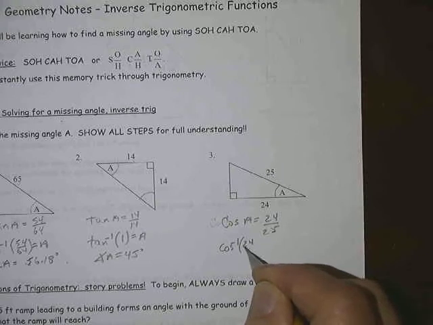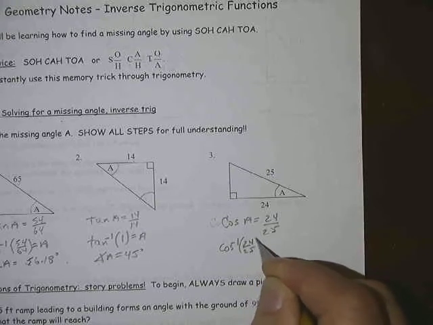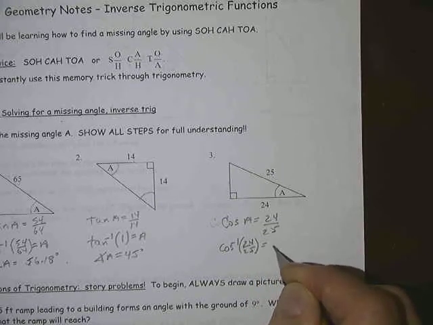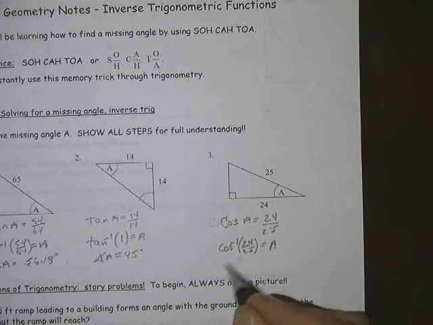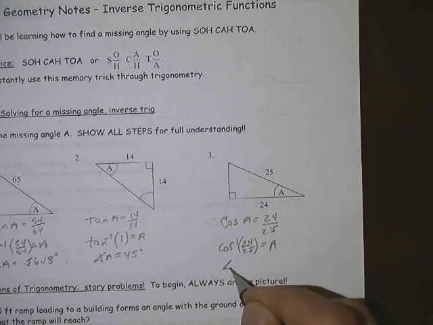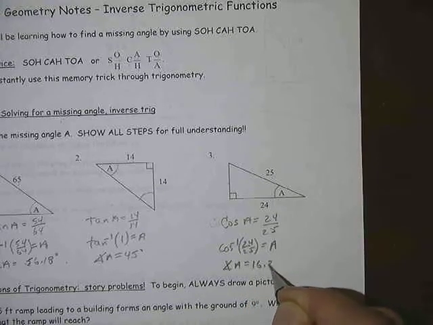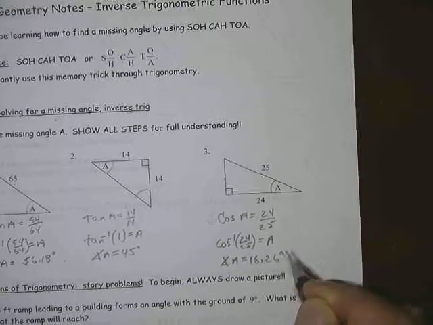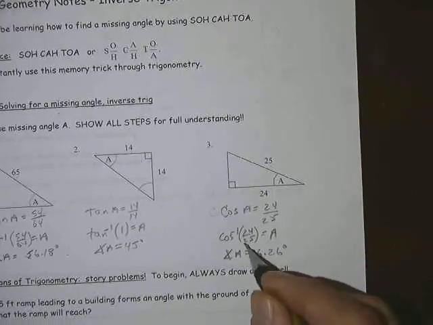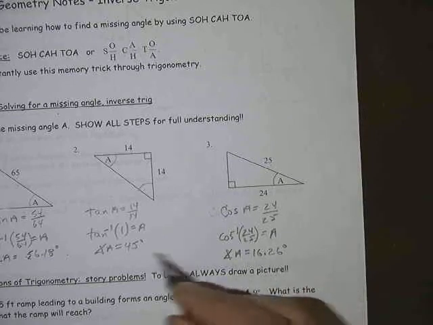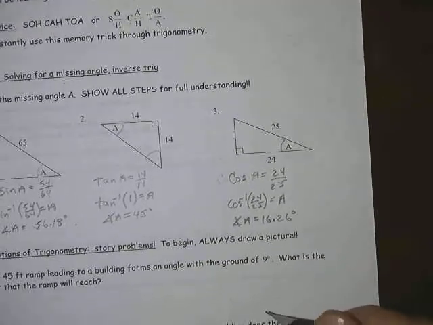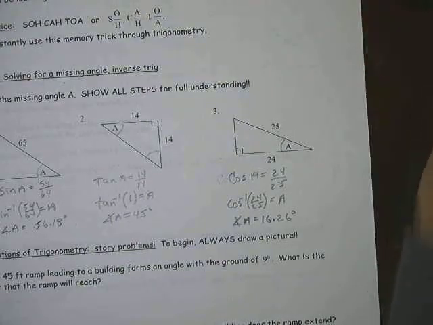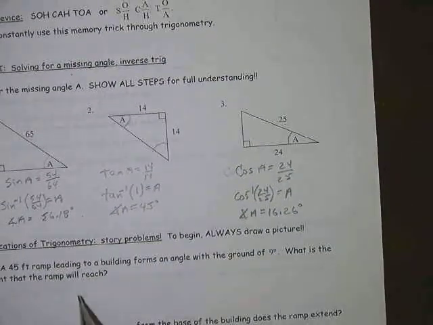Therefore, the inverse cosine of 24/25 is equal to angle A. Again, we swap the input and the output, and now if you do this in your calculator, you'll find that angle A is equal to 16.26 degrees. So check that out. Make sure that when you're doing this in your calculator, you get these answers. These are the correct answers.